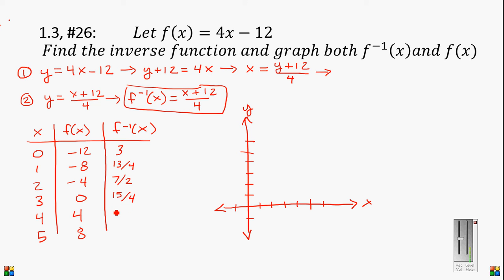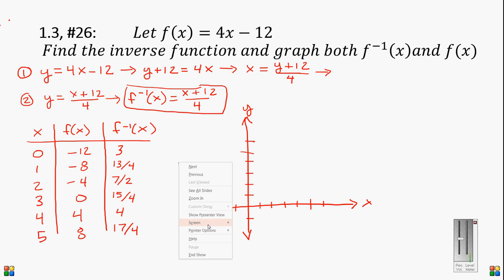4 plus 12 is 16. 16 divided by 4 is 4. 5 plus 12 is 17. 17 divided by 4 is 17 fourths. All right, so there's some points here, and I don't need to have all of these points necessarily.